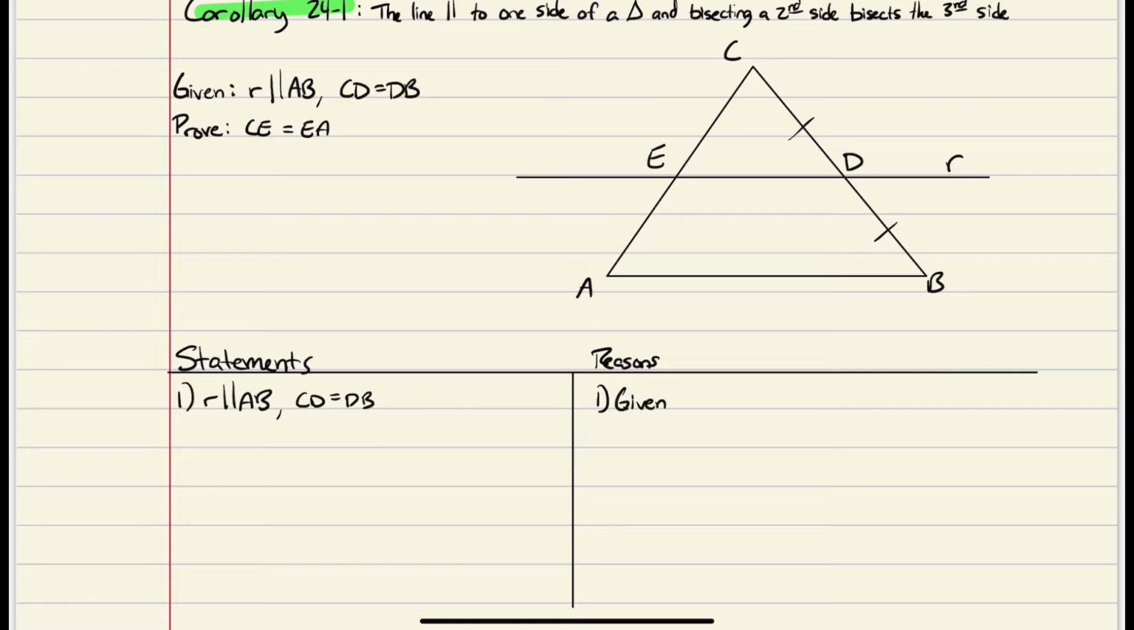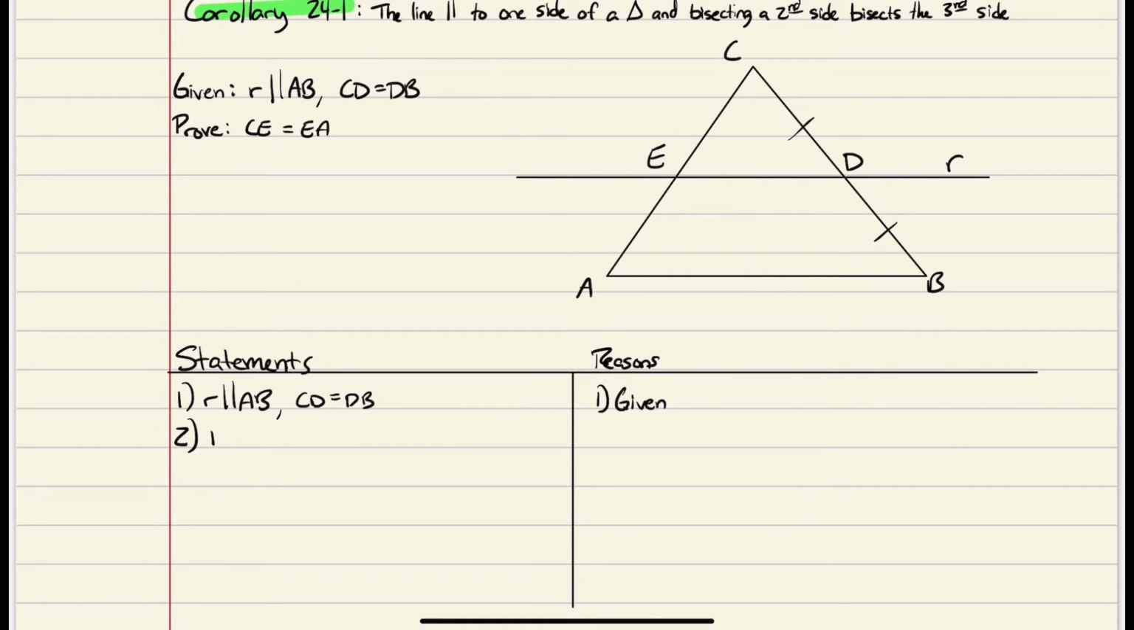Obviously, we have our given that we have a line, and I call this line R, and it's parallel to AB. We also are stating that since it bisects this second side here, that it created two equal segments, that CD equals DB. Step number 2, we're going to do something that's going to allow us to use Theorem 24 to prove that CE equals EA.